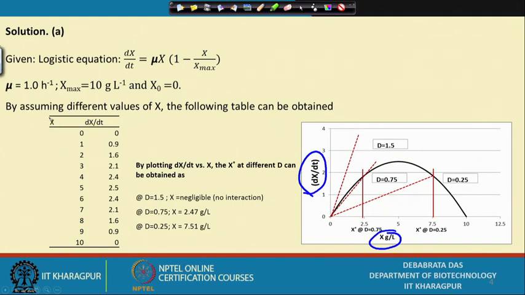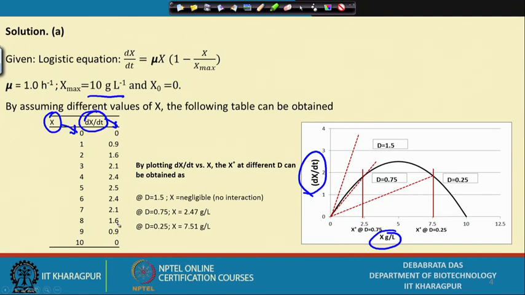In the table we have 2 columns. One is x, another is dx by dt. So this dx by dt will come here. This x will be here. Now we know maximum value of x max is 10 gram per liter. So we can assume this 1, 2, 3, 4, 5, 6, 7, 8, 9, 10. We can assume a respective value of dx by dt. We can find it out.